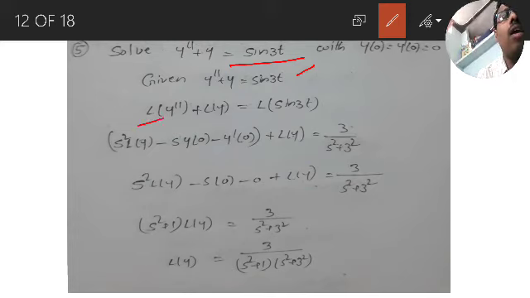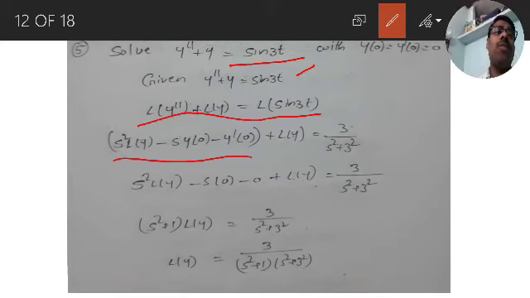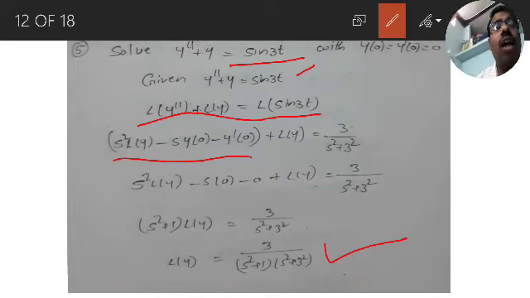First of all, apply the first step, that is Laplace transform. L of y double dash plus L of y is equal to L of sine 3t. Now use the formula. L of y double dash is s square into L of y minus s into y of 0 minus y dash of 0, plus L of y is equal to L of sine a t. L of sine a t is a by s square plus a square. Here L of sine 3t means 3 by s square plus 3 square. Take L of y common: s square plus 1 times L of y is equal to 3 by s square plus 3 square. Now s square plus 1 comes to this side, so L of y is equal to 3 by s square plus 1 into s square plus 3 square.